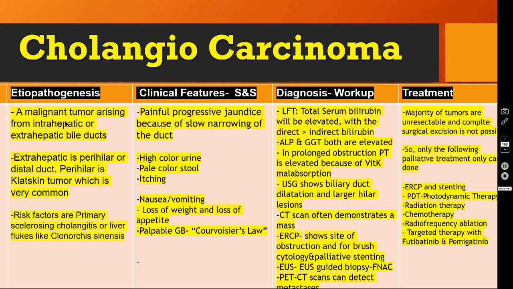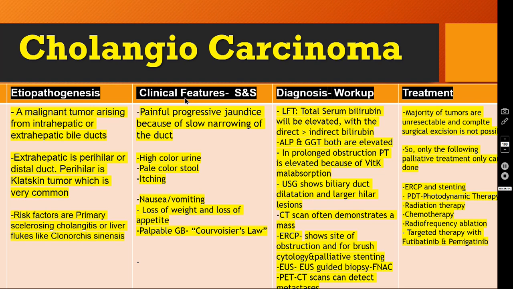Cholangiocarcinoma is a malignant tumor arising from intrahepatic or extrahepatic bile ducts. The extrahepatic is perihilar or distal duct. Perihilar is Klatskin tumor, which is very common. Risk factors are primary sclerosing cholangitis or liver flukes like Clonorchis sinensis.